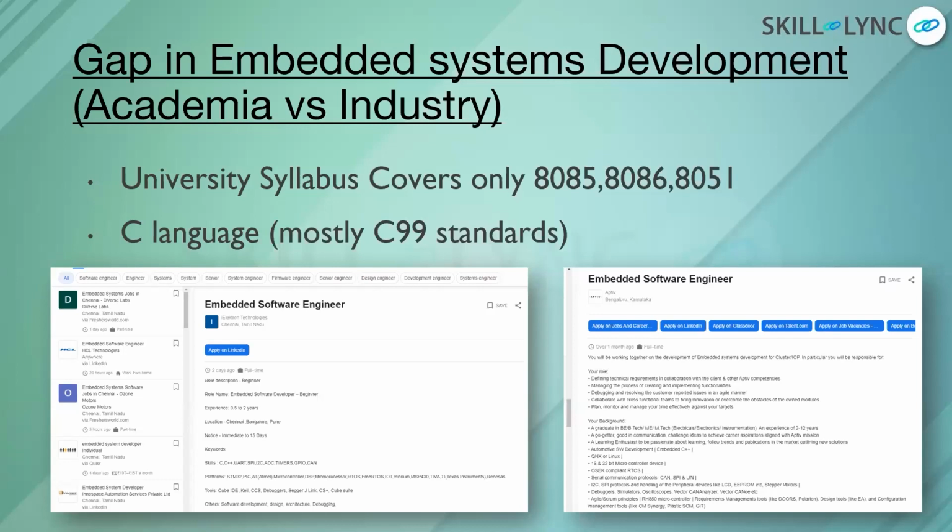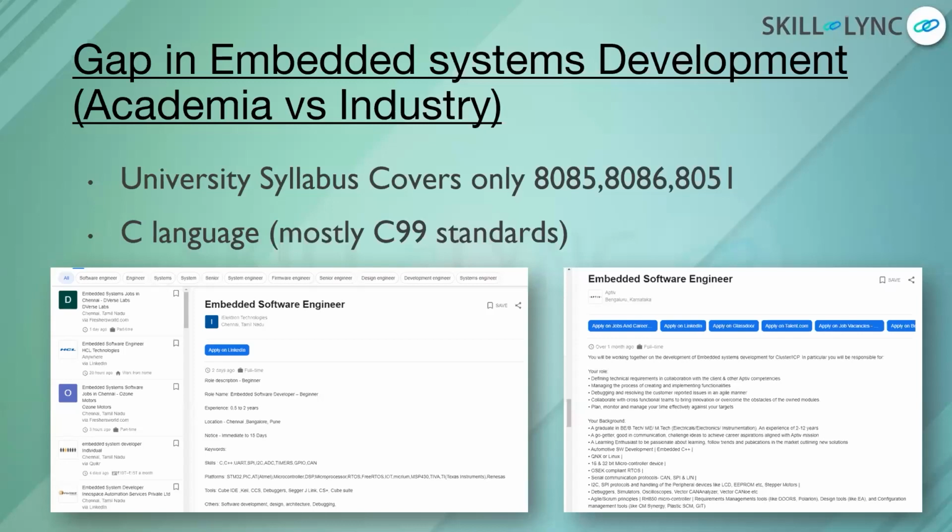And the C language that we study is C89. It's completely based on C89 standards. So many college freshers really struggle with understanding the different versions of modern C. Beyond the C99 standard, one needs to know C11, and C++ 14, 17. These are really expected in the industry now.